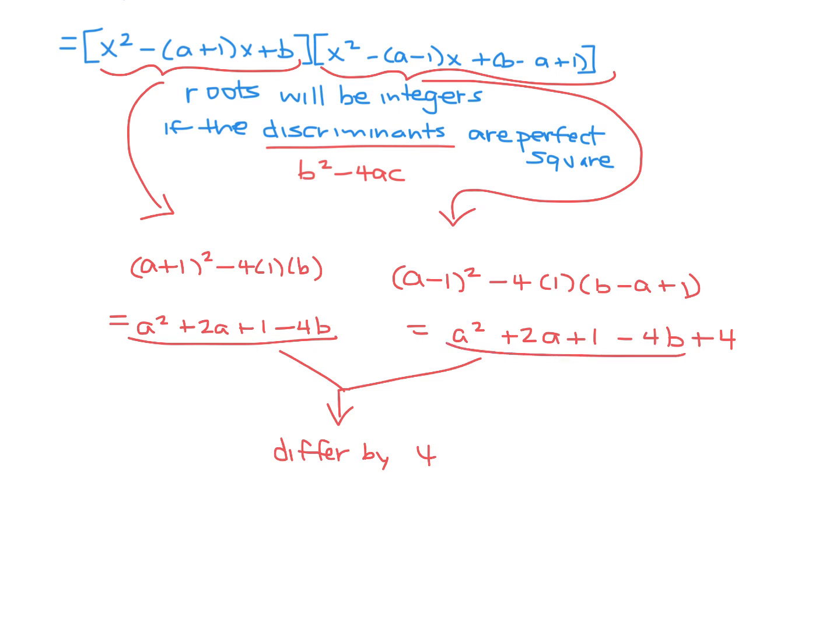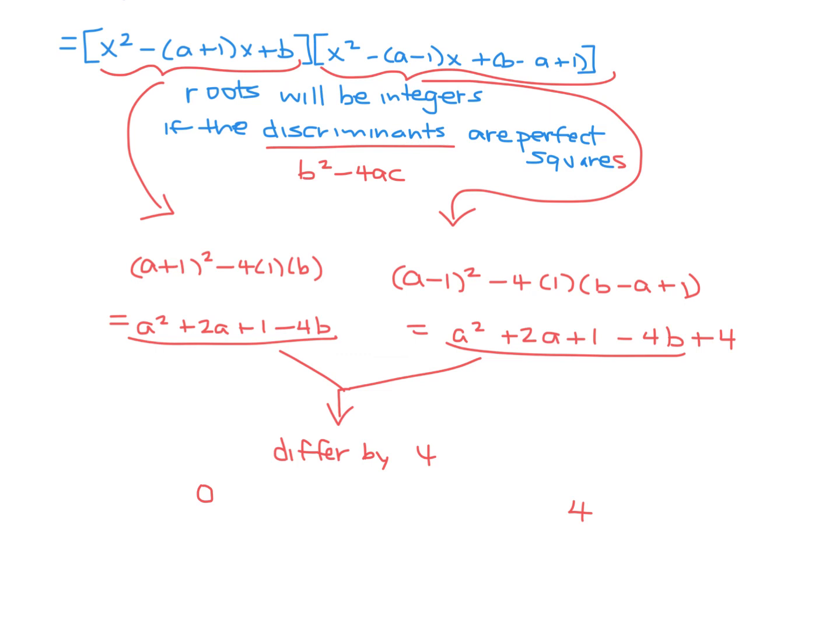So both of these have to be perfect squares. Can you think of any two perfect squares that differ by 4? There's only one such possibility. One is 0 and the other is 4. Those are the only two perfect squares that differ by 4. So that's what we have to go with.